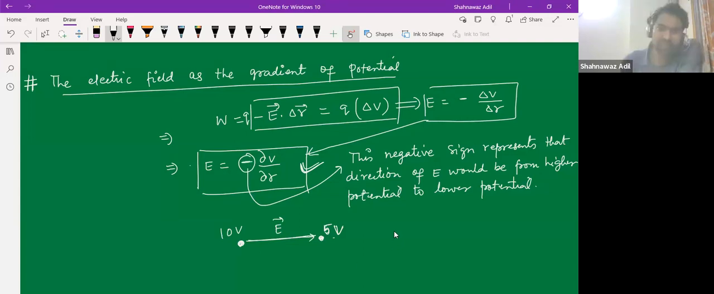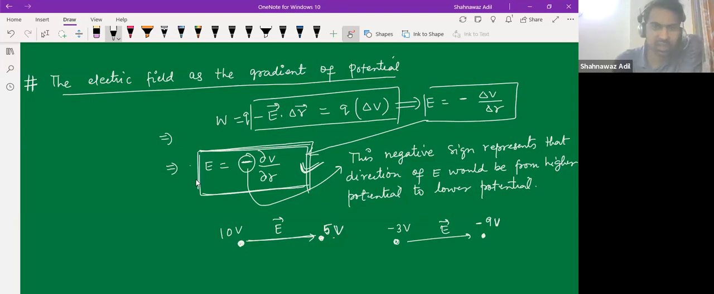So let's say you have an electric field which is minus 3 volt, and an electric field which is minus 9 volt. What would be the direction of the electric field, right or left? It would be from minus 3V to minus 9V. Yes, absolutely. So this is a very important relation, and it comes very handy.